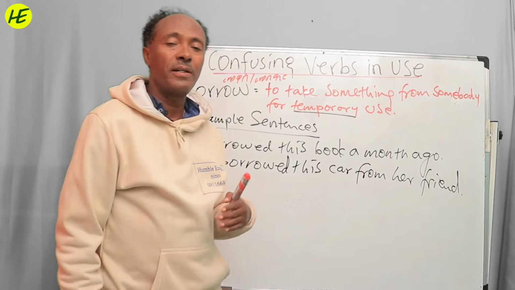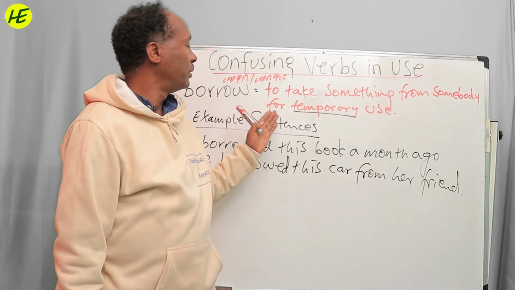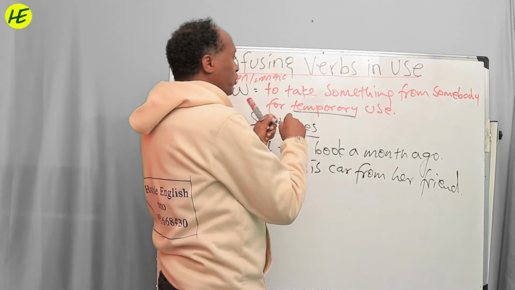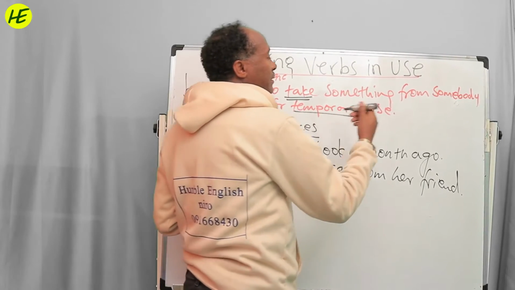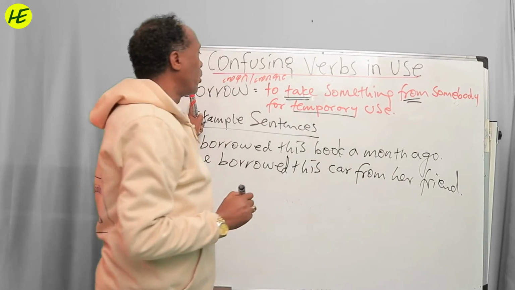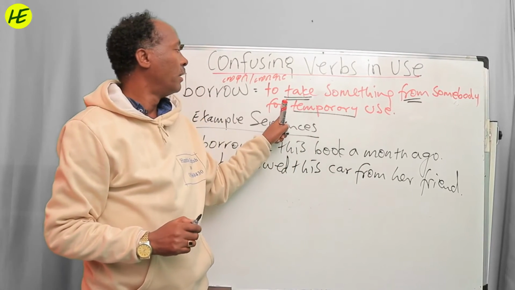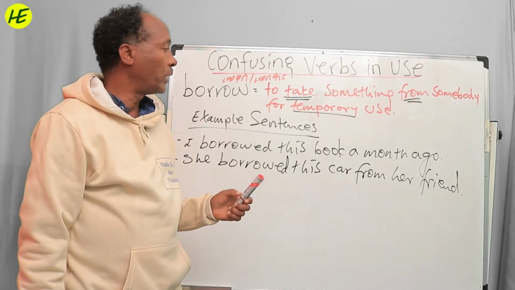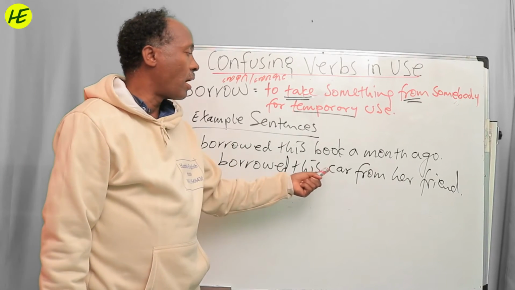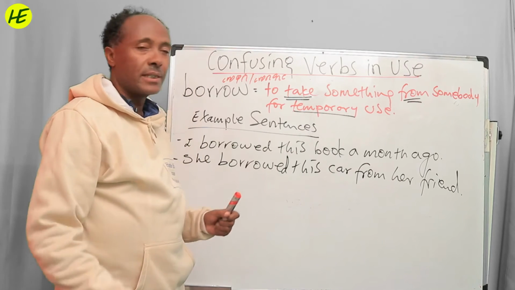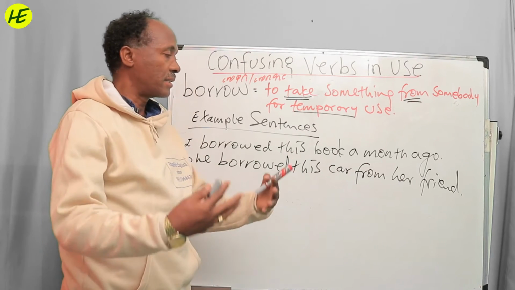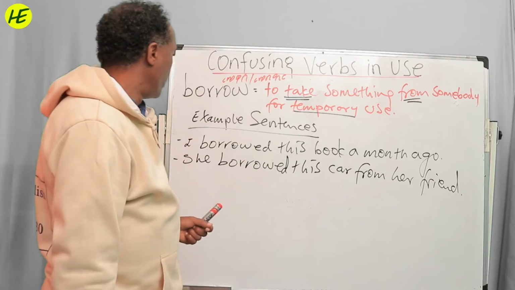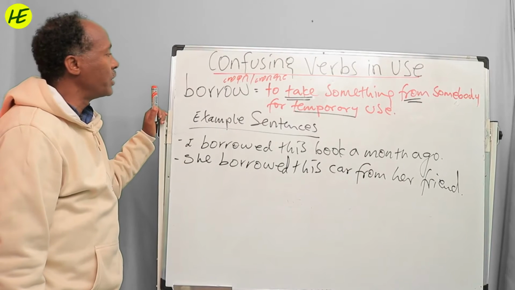So when you borrow something, it's not yours. You take it for temporary use. Okay? Look here. When we say borrow, remember two things. One, the verb take, and the other thing is from. So borrow, to take something from somebody for temporary use. So I borrowed this book a month ago. Here, she borrowed this car from her friend. It doesn't belong to her. This vehicle is her friend's car. Originally, it's her friend's car. Okay. Good. So these are the examples that I can mention for borrow.